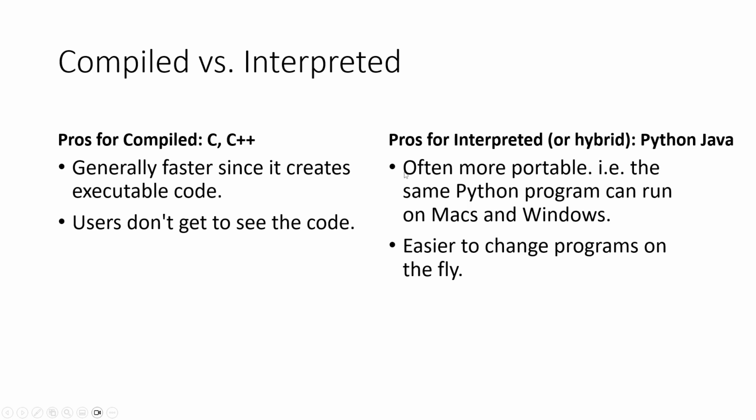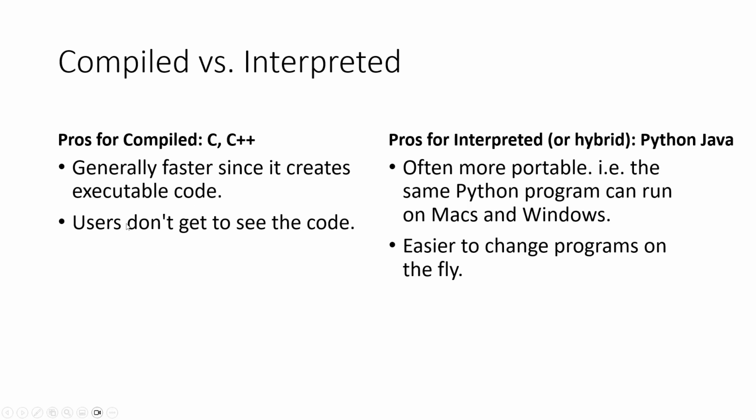Interpreted languages can often be more portable. I can give anyone that Python program, and you can run it no matter what computer you're on, Mac, Windows, Linux, whatever, as long as there's an interpreter. Same thing with Java. Java can go just about anywhere that you can get a Java virtual machine. And as I showed, it's easy to change your programs on the fly.